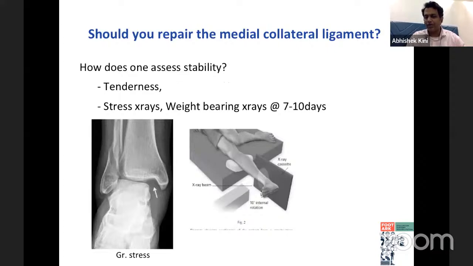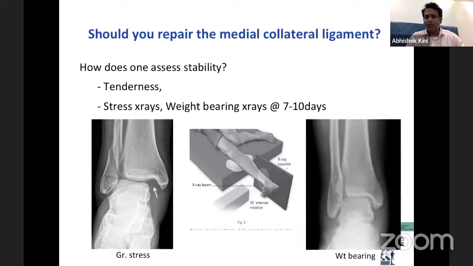On the edge of the table where the patient is turned laterally, you allow the foot to drop down, and you take an x-ray in an AP plane, and this is how it's seen. That's a gravity stress x-ray at around 7 to 10 days, and that's an indicator of deltoid competence or incompetence. Same x-ray if you do it in a standing weight-bearing x-ray, so the same.